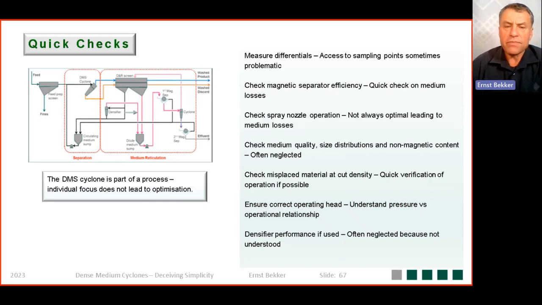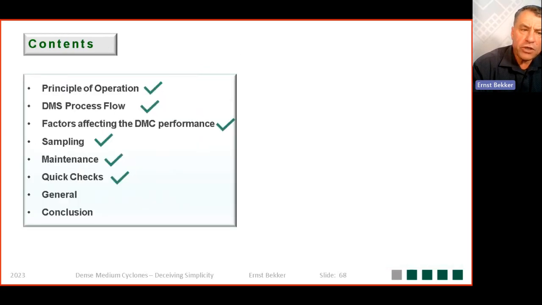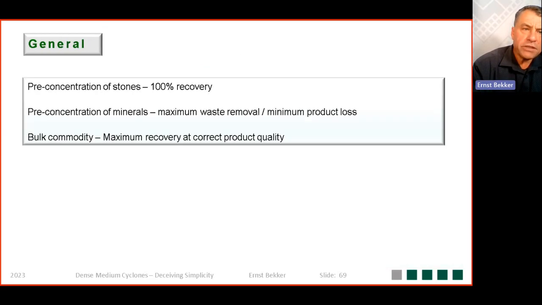Ensure the correct operating head on your dense medium cyclone and understand what impact the operating head has on the operation of the unit. Higher operating pressures can increase the differentials across a dense medium cyclone, so one should not underestimate what high operating pressure can do over and above increase in wear rate. But there are situations sometimes where high operating head did prove to be beneficial. And if a densifier is used, make sure that its purpose is understood so that people can pay attention and look after the unit.